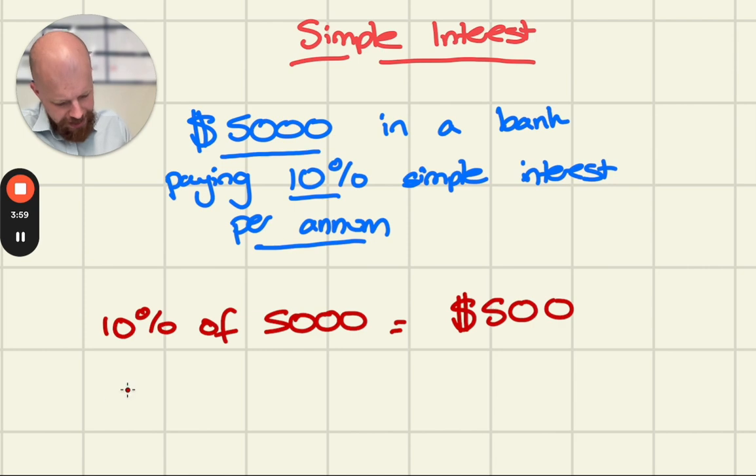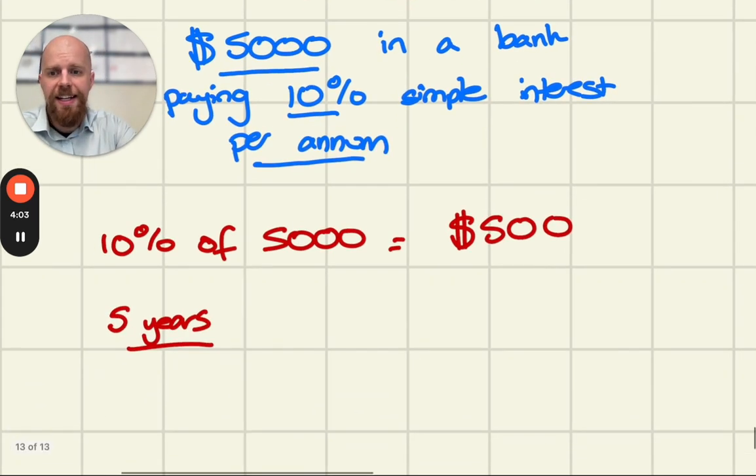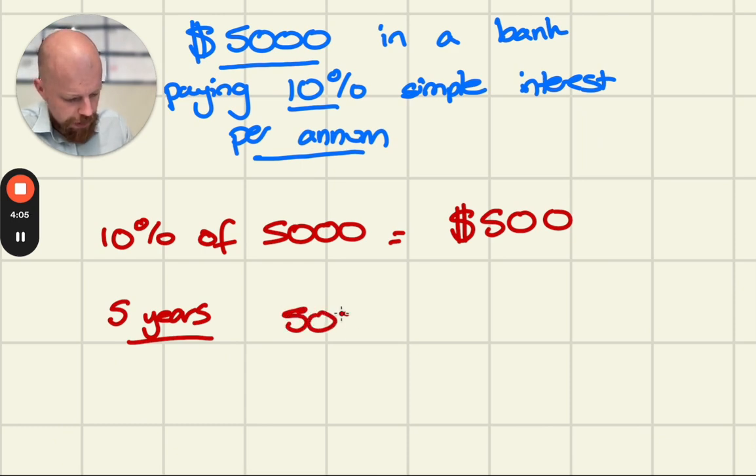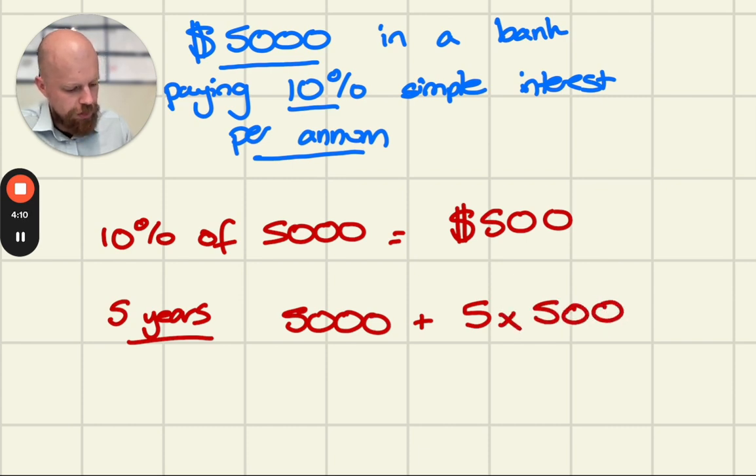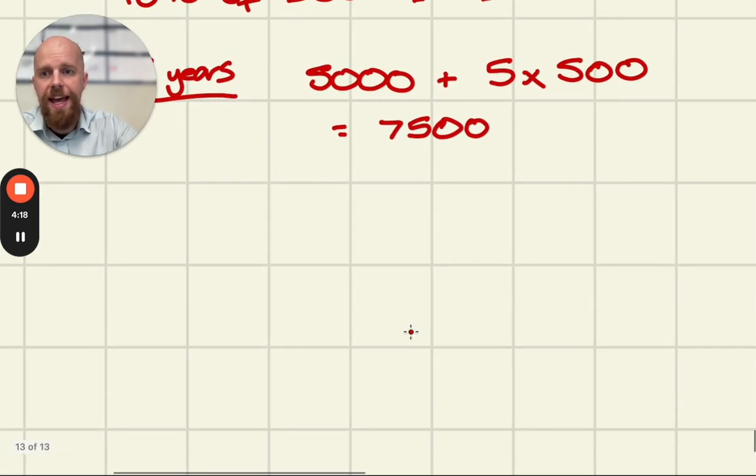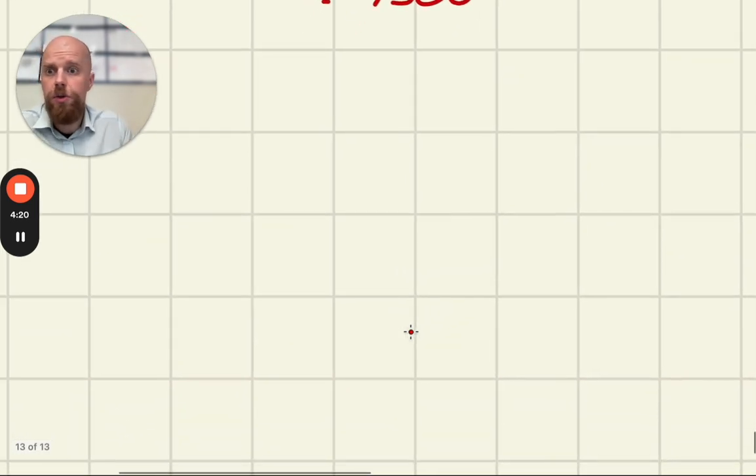So after, let's say, 5 years, the amount we'll have in our bank is the initial $5,000, and then we have 5 payments of $500. So it's $5,000 plus $2,500, or $7,500.